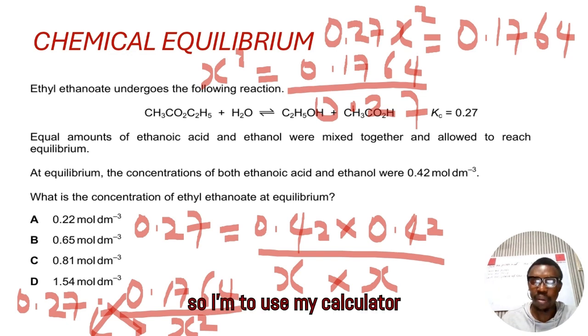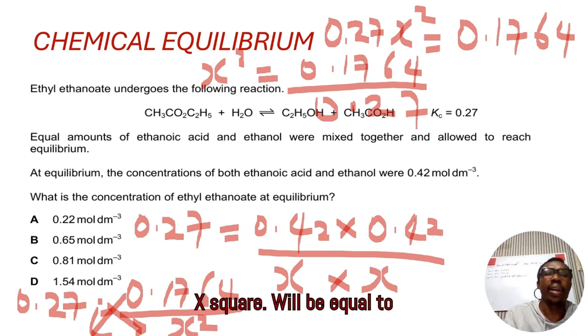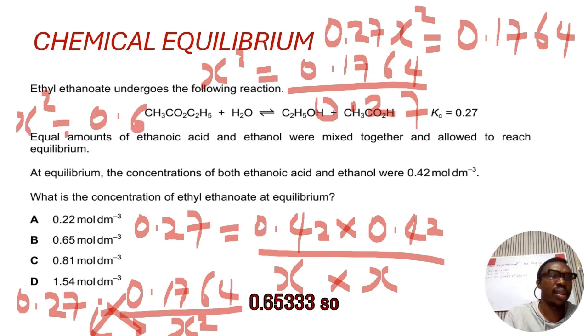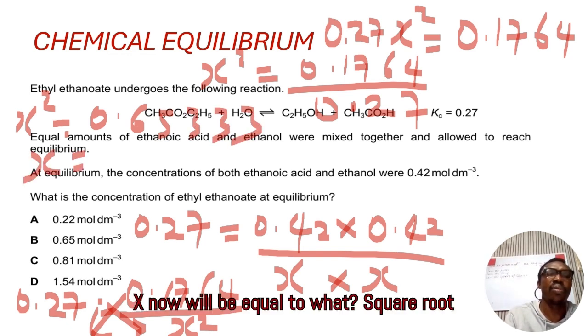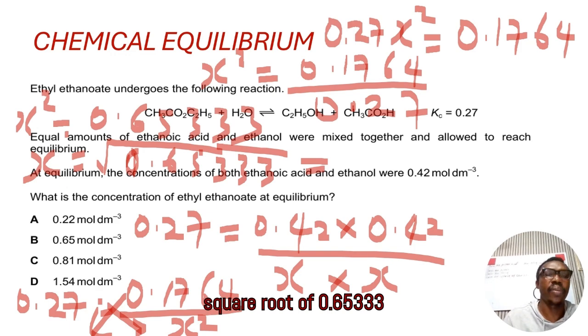So I'm going to use my calculator. 0.1764 divided by 0.27. So you have X squared will be equal to 0.65333. So X now will be equal to what? Square root of 0.65333.